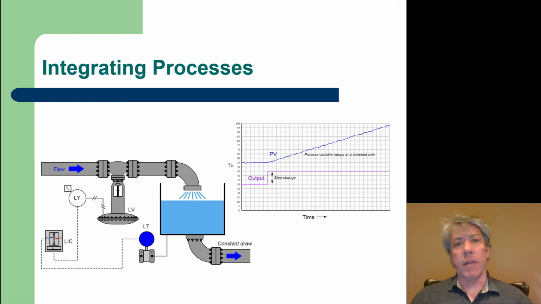But of course, if we have 11 gallons per minute flowing in, then the level of the tank is going to go up. So considering this control system, we've got a level transmitter, LT, measuring the level in the tank.